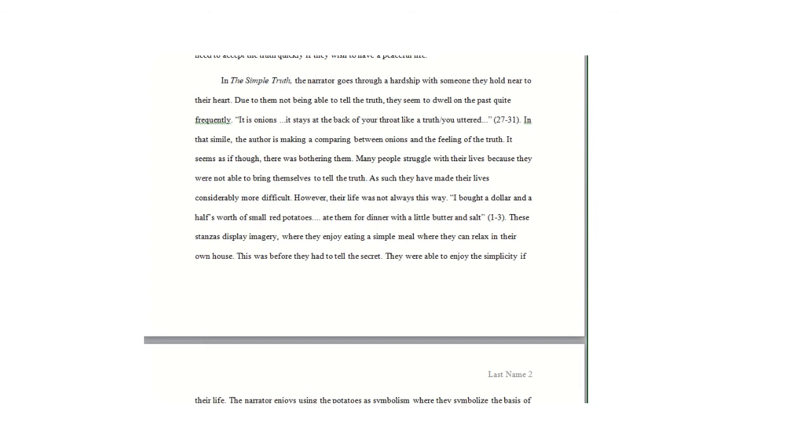So "them," he means narrator or individuals, narrator or speaker or characters within the poetry. After "frequently" right here, I think he should have put a colon or a comma, and that sets up the quote that he's pulling from the actual text from The Simple Truth, the book. Quote, "it is onions..." and then we get ellipses. He's jumping time within the poem. "It stays at the back of your throat like a truth."